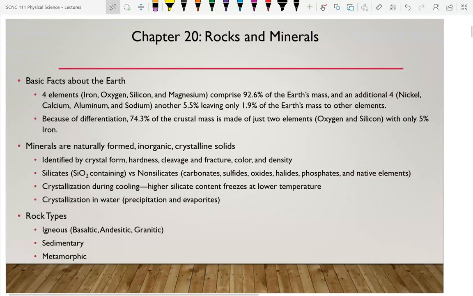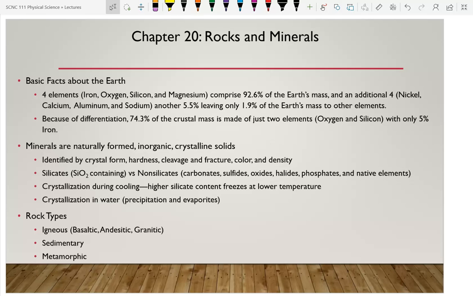So, beginning chapter 20, we learned about rocks and minerals, and we learned some really interesting facts about the composition of the Earth. That 8 elements make up 98% of the Earth. And just 4 of those are almost 93% of the Earth. And just 2 of those are almost 75% of the crust. So you should have a handle on, in the crust, it's dominated by silicon and oxygen.